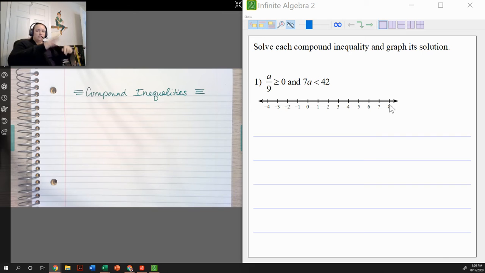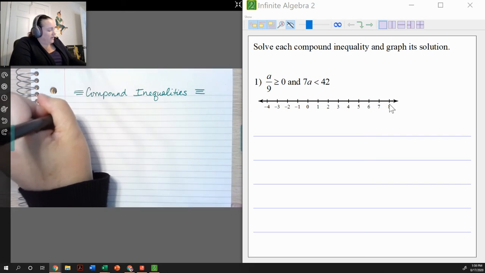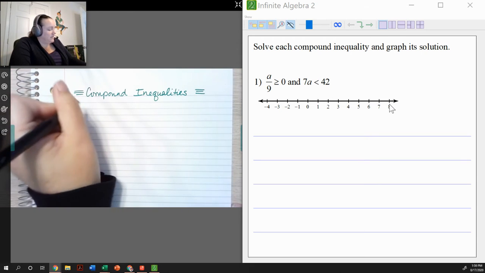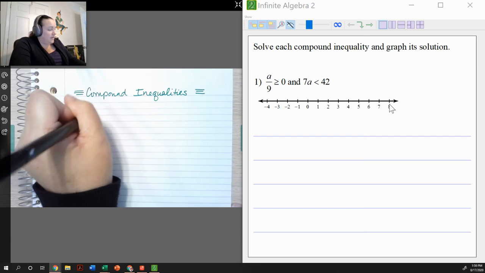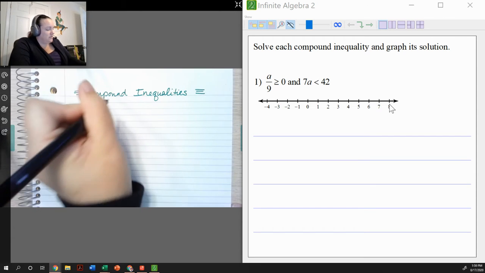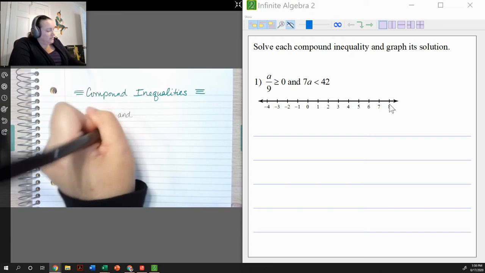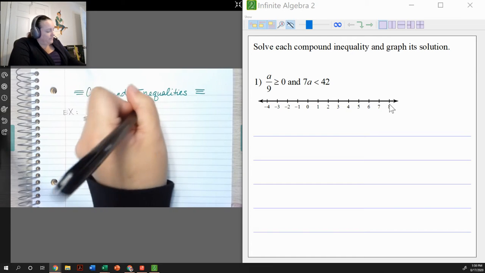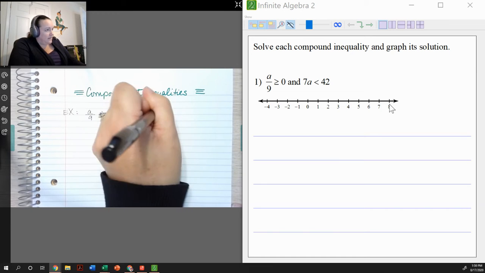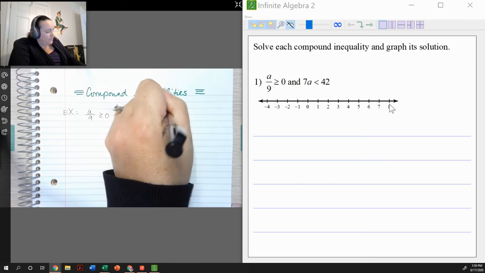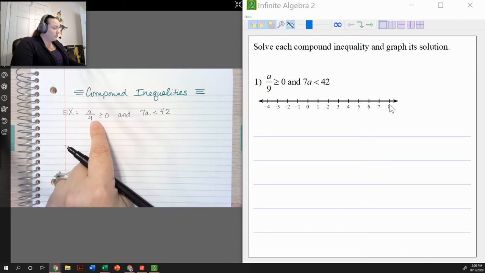All right, so let's just jump right in because we are just solving. That's the first step to these. So a over 9 greater than or equal to 0, and we'll talk about what that means in a moment. And 7a less than 42. Let's just look right here on this left-hand side inequality.